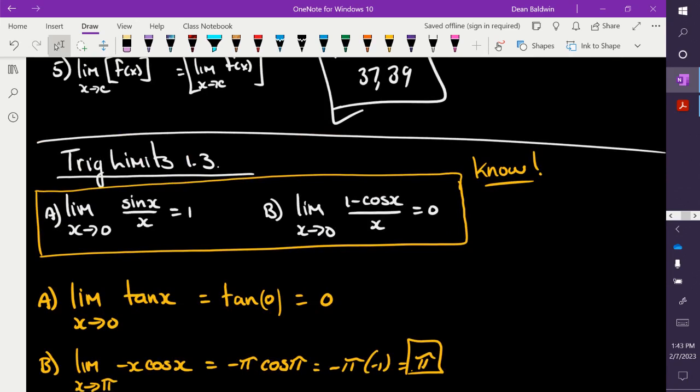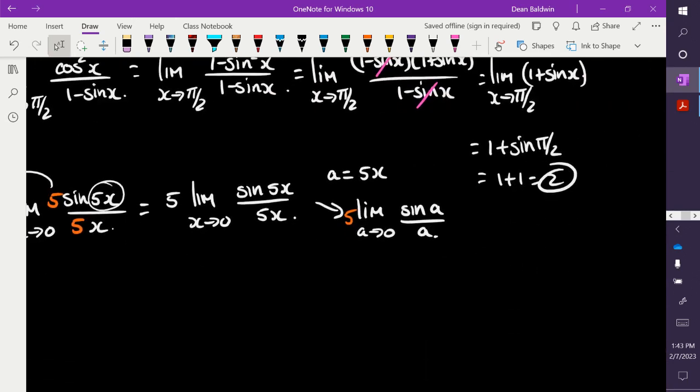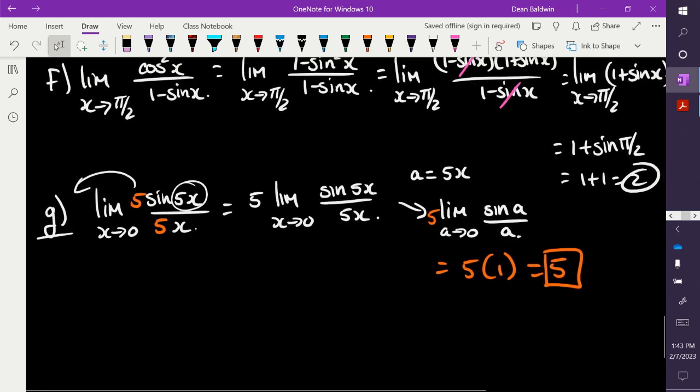Okay? So it equals 1, but you have that 5 in front. So the answer is 5 times 1, which is 5. So what's the shortcut? I don't like shortcuts, but what is it?